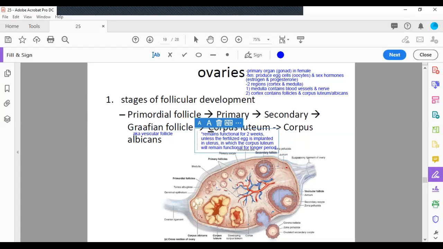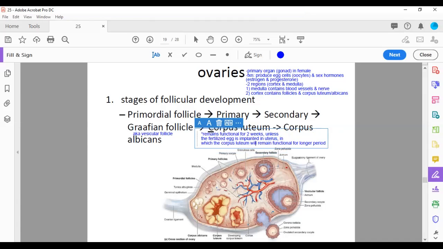So the question is this: what is the function of the corpus luteum? Why does it only last for 2 weeks unless pregnancy occurs? And what is being produced by the corpus luteum? So let's discuss this right now. The corpus luteum secretes, and its function is that it produces progesterone.